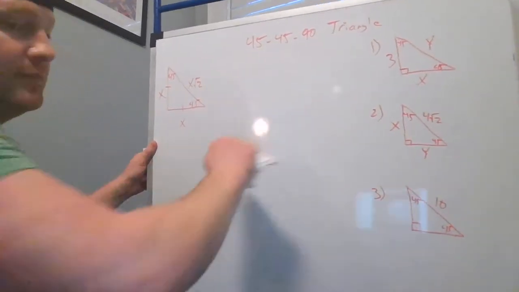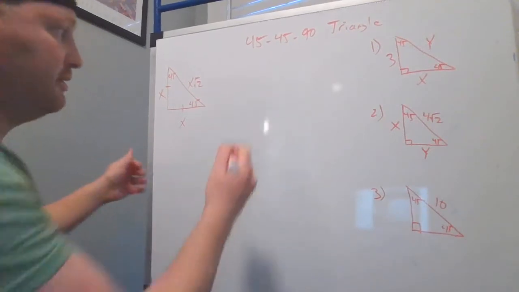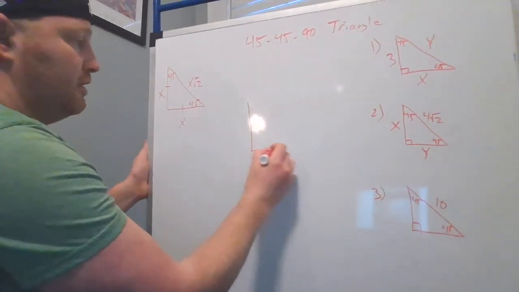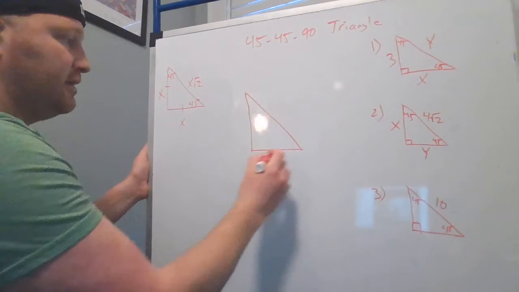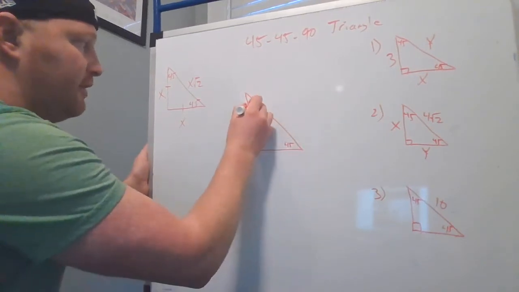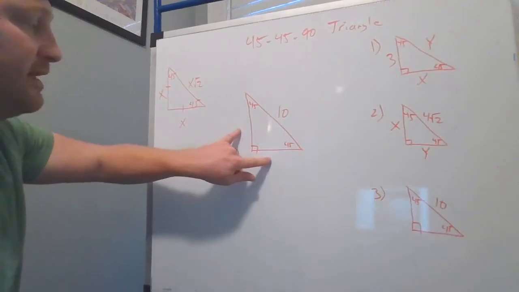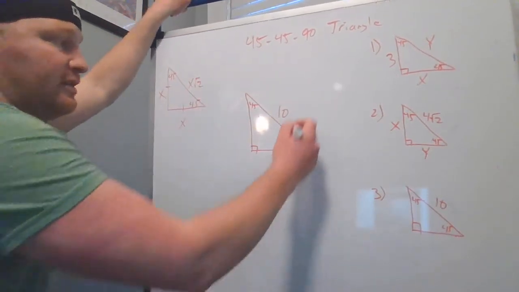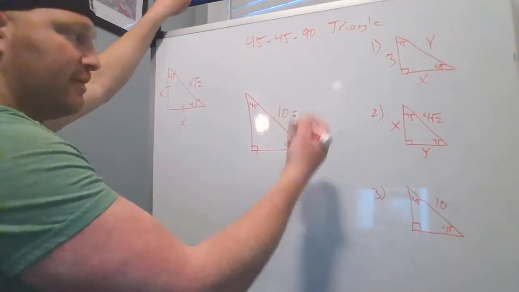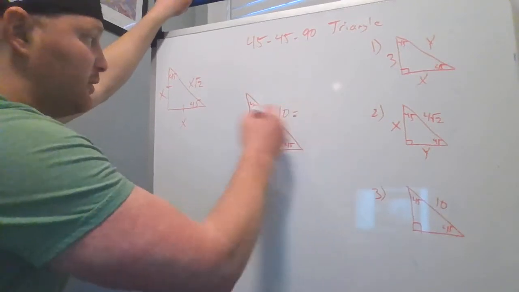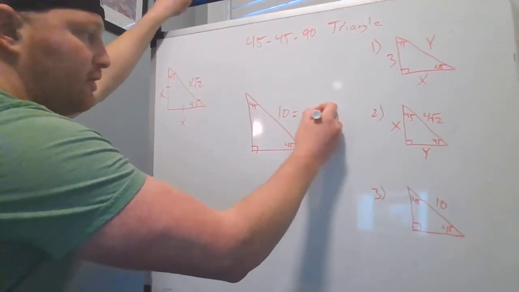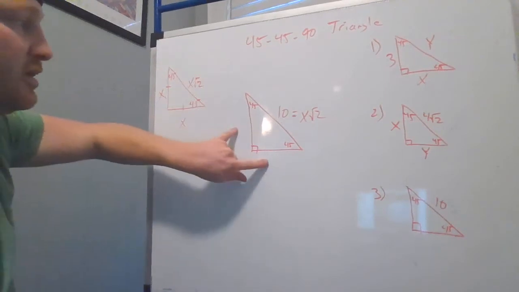The next one, I'll do a little bigger so you can see. I know this is 45, 45, 90, and I'm given this as 10, and I have to find the missing side lengths. I have to solve for x. This is why I always embed the process with you. We know that this is supposed to equal x radical 2.